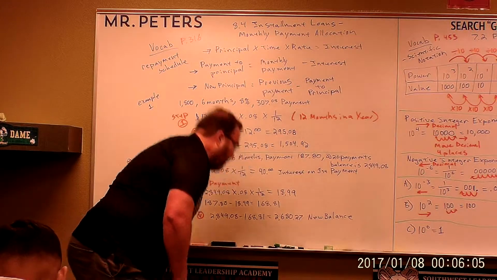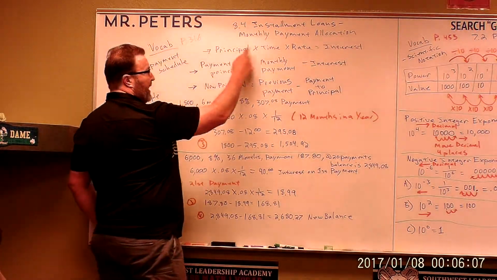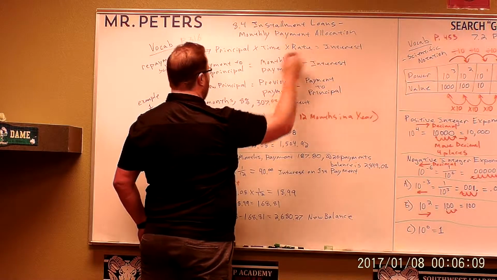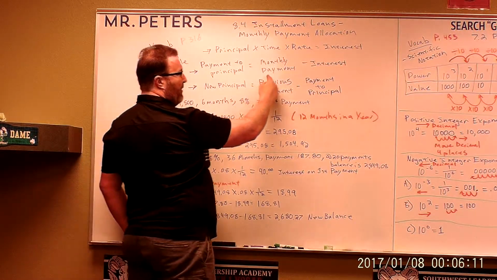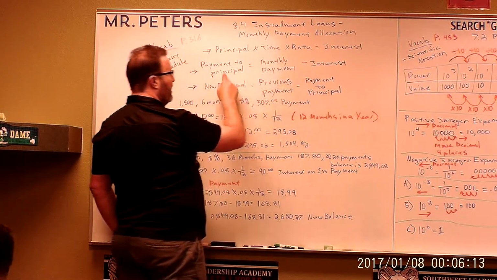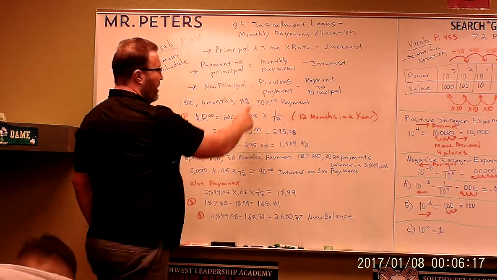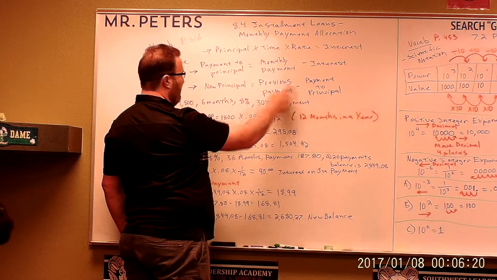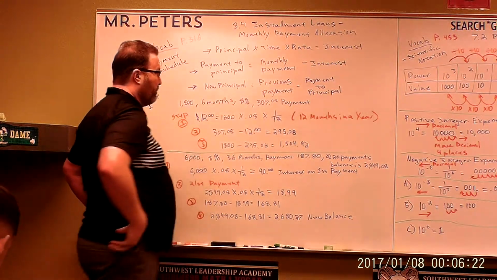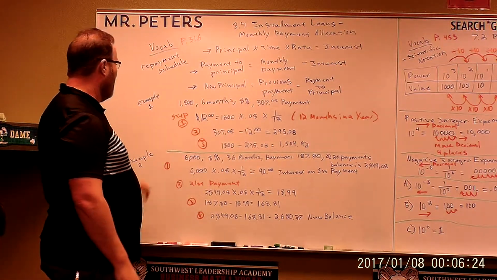Some of these formulas don't change. Principal times rate times time equals interest. Then we take our monthly payment and subtract the interest, and what's left over goes to principal, so it's reducing the balance. The previous balance minus the payment to principal gives the new principal. The starting principal is the amount that you're borrowing.